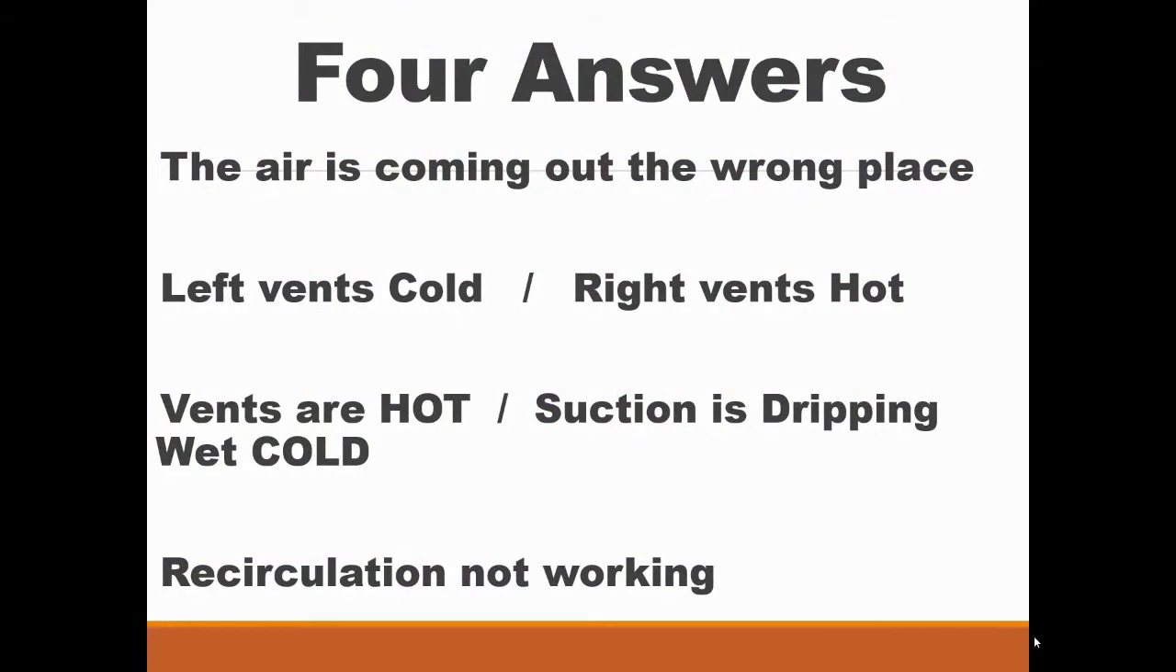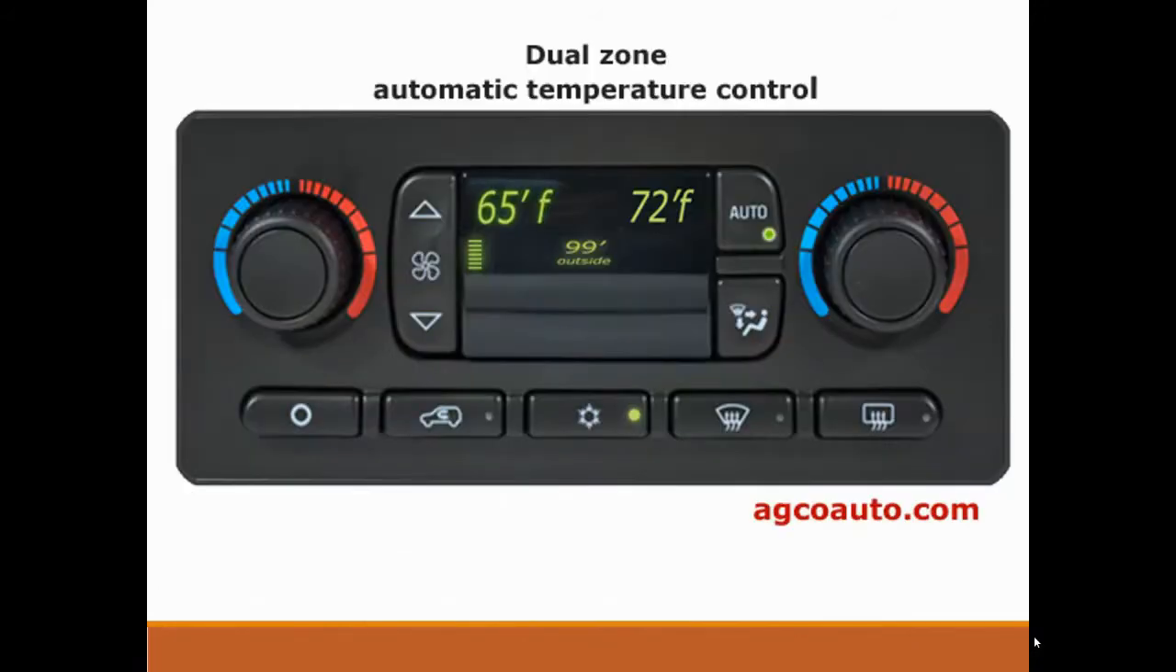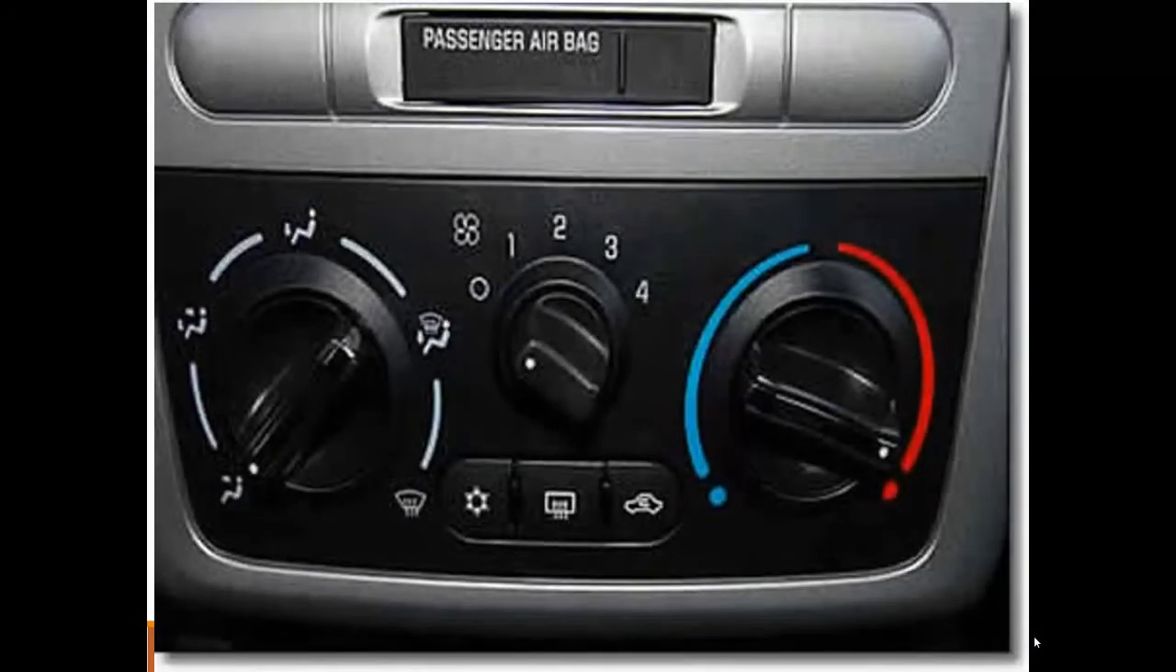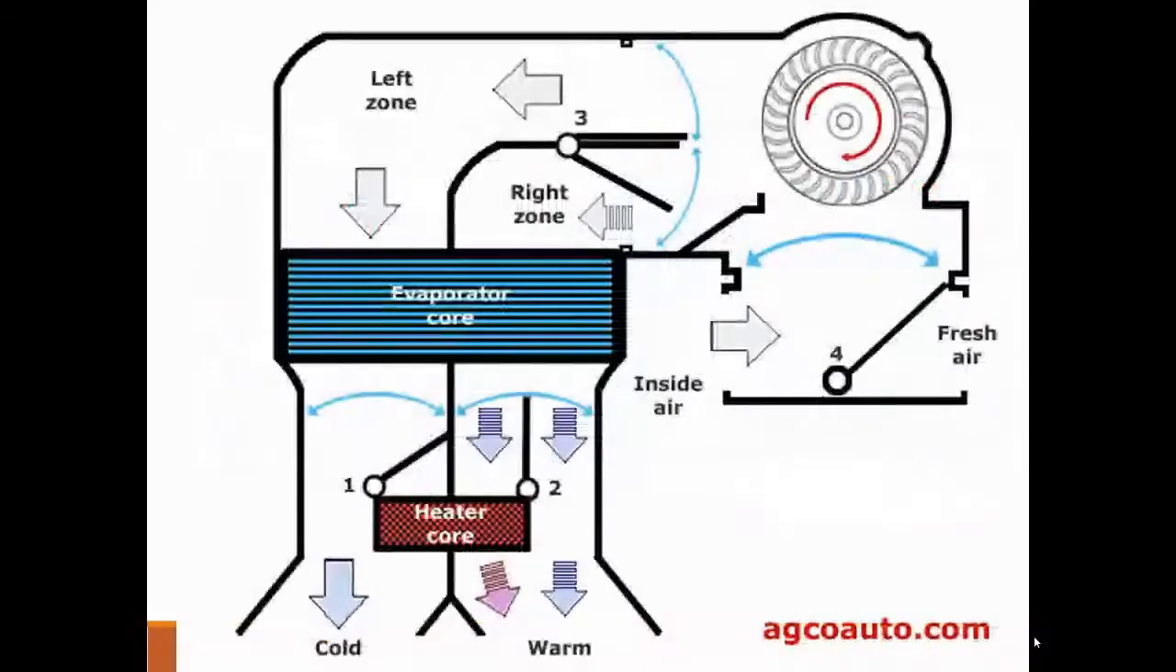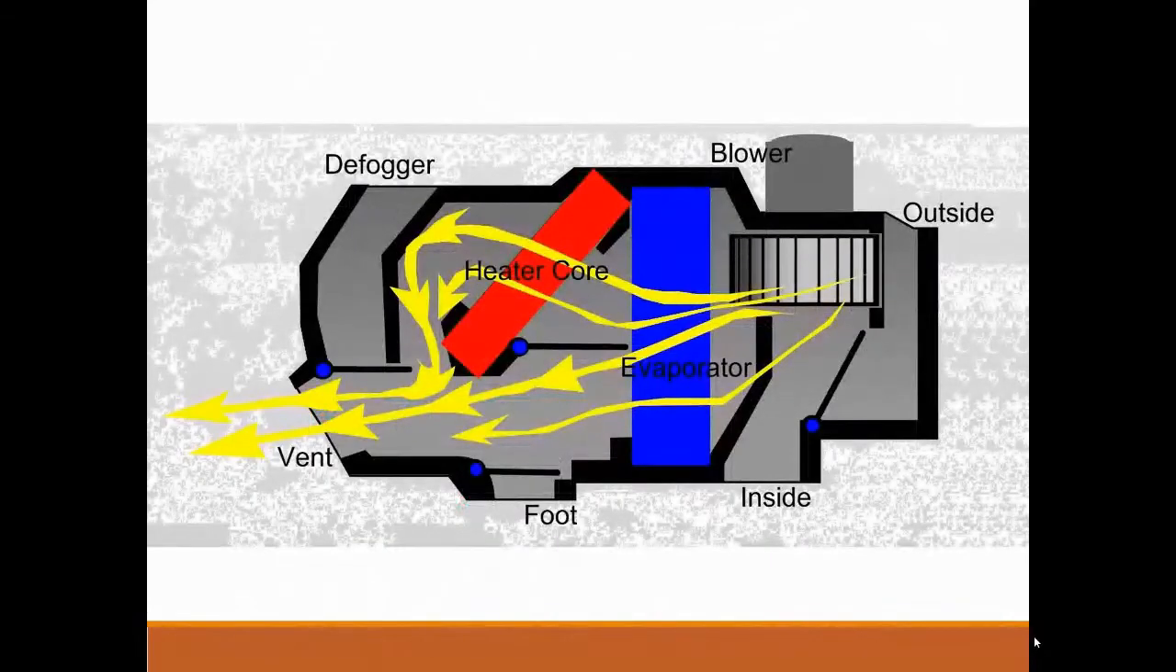Let's go on. Second answer, left vent, right vent. One works, the other one doesn't. Let me introduce to you the dual system. The driver has control, the passenger has control. How do they do that? Here is a single control. Before I explain this one, let me explain a simpler one. This is a cutaway view, one-dimensional, of the ventilation system.